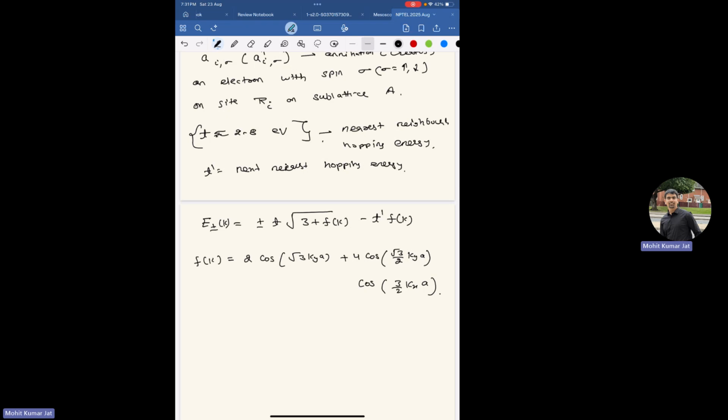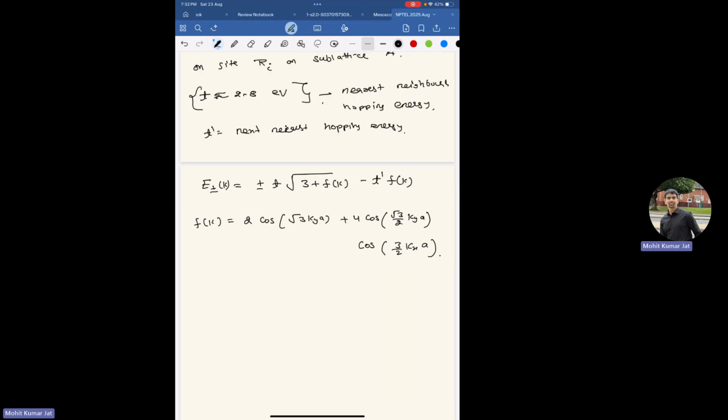And if you check at the Dirac points, the value of your energy will go down to 0 at those points. If you compare your f(k) value at the Dirac point, it will be minus 3, that eventually will give your E plus minus K equal to 0 at those points. So the plus applies for the upper and the minus applies for the lower pi band, basically.